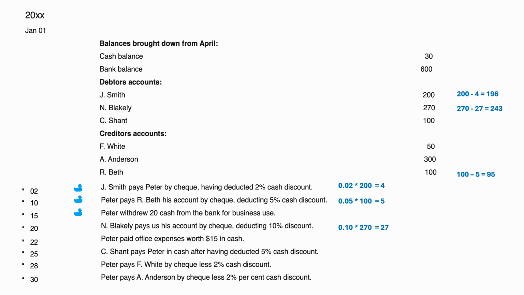The next transaction, Peter paid office expenses worth $15 in cash. There is not much explanation needed here as this is a straightforward transaction.